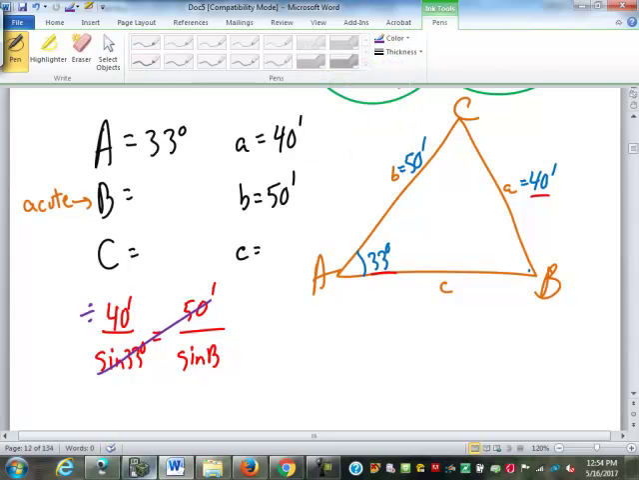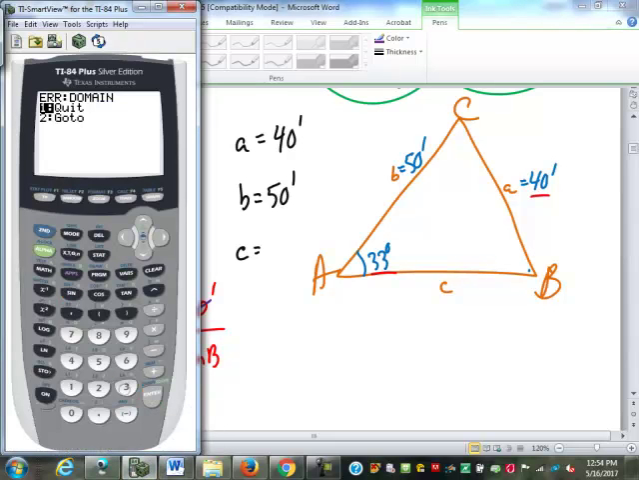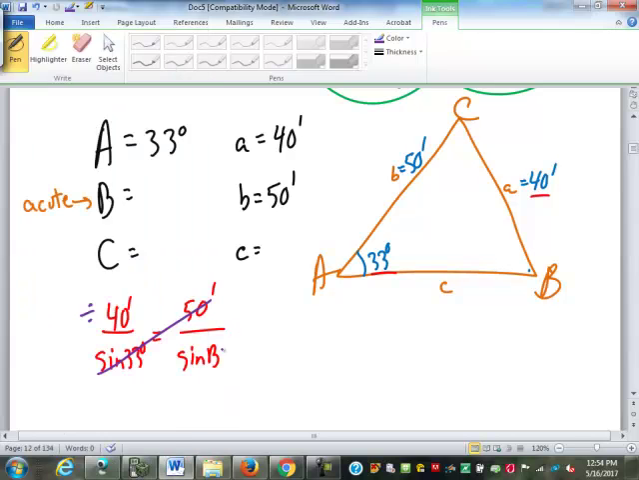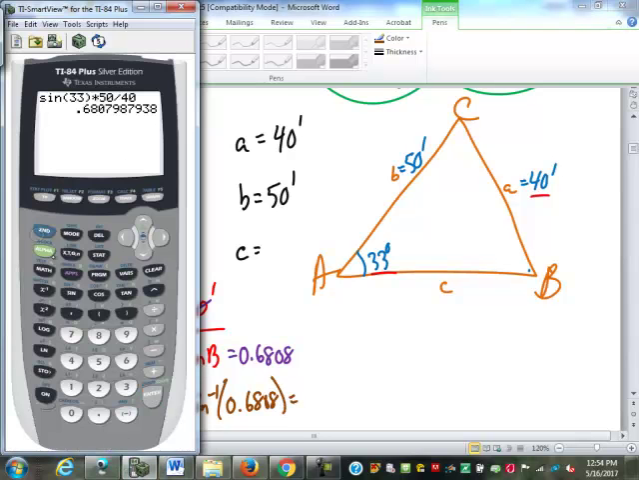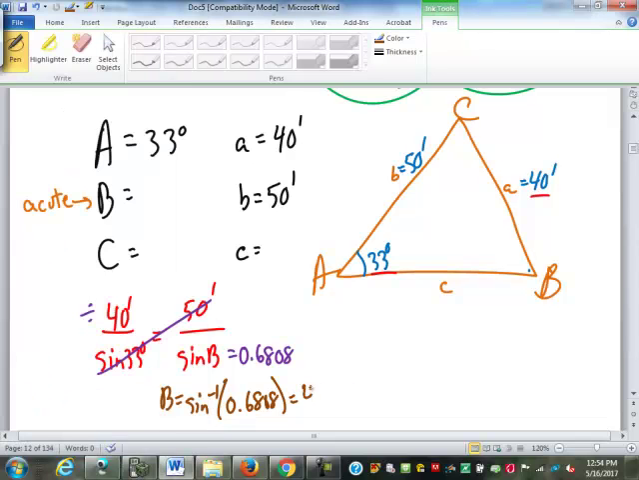Cross multiply and divide. Sine of 33 times 50 divided by 40. Let's try that again. Sine 33 times 50 divided by 40. 0.6808. So that tells us then, of course, that B is the inverse sine of that, 0.6808. So second sine, second answer, 42.91 degrees.